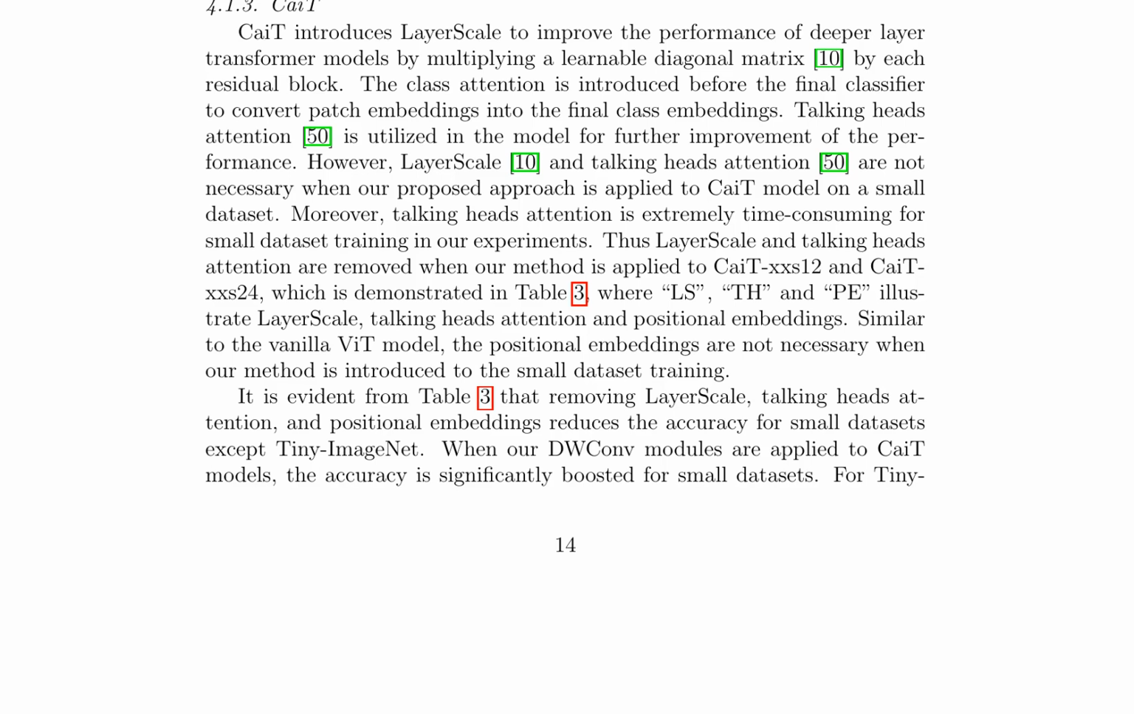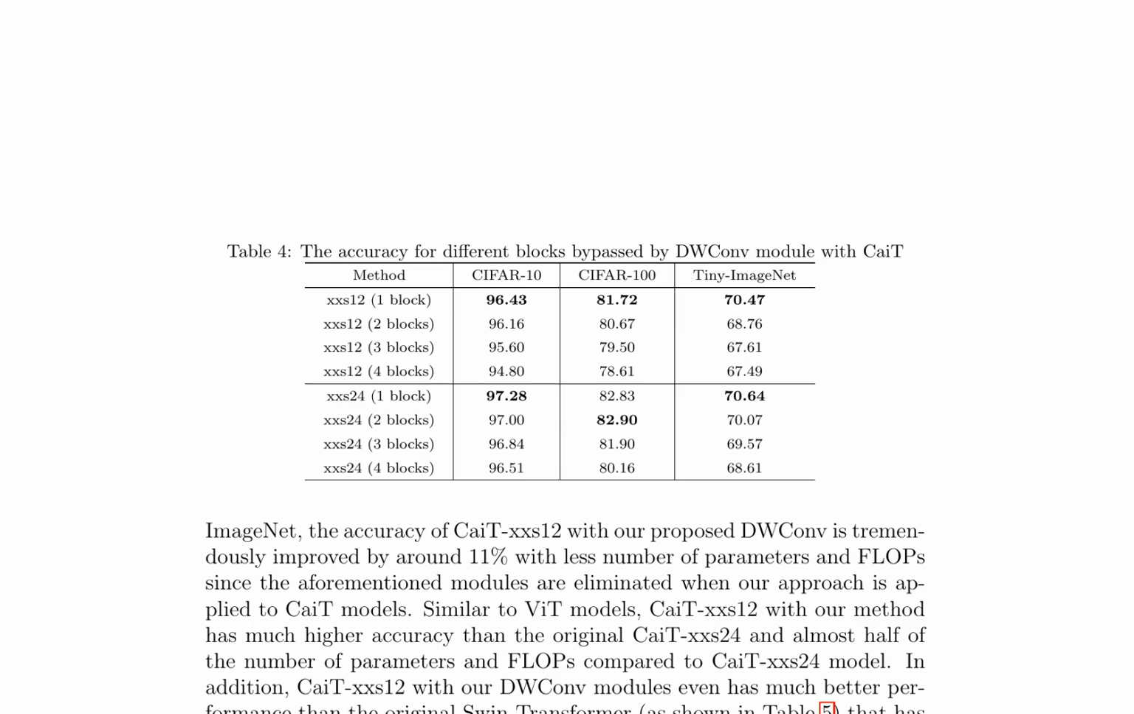The proposed approach achieves state-of-the-art results on small datasets, demonstrating its effectiveness and efficiency. The ablation studies provide insights into the importance of different components and the impact of different kernel sizes and parallel DW-Conv modules on the performance of ViT models. This section presents experimental results on the effectiveness of the proposed dynamic window convolution (DW-Conv) module when applied to various transformer-based architectures, including CaiT and Swin transformer.